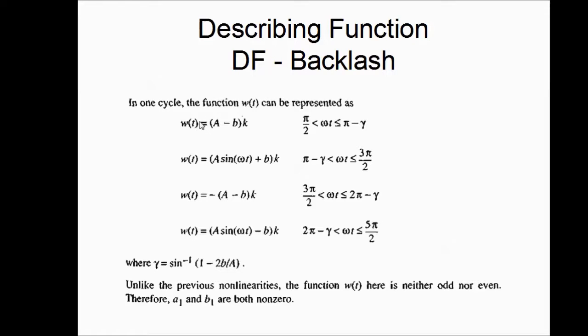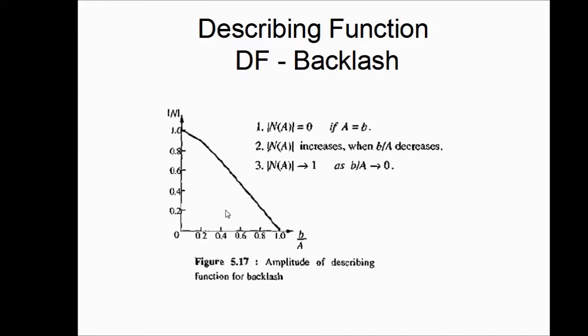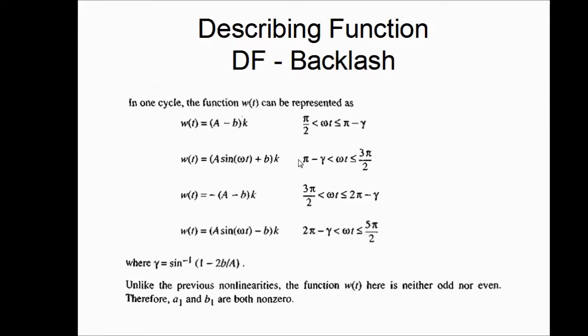Now we get the piecewise definition from the output waveform, and then we apply the definition of the describing function. It turns out that this describing function is a complex valued function because, unlike previous nonlinearities, the function here is neither even nor odd. So both A1 and B1 are non-zero. Consequently, this describing function has a phase shift.